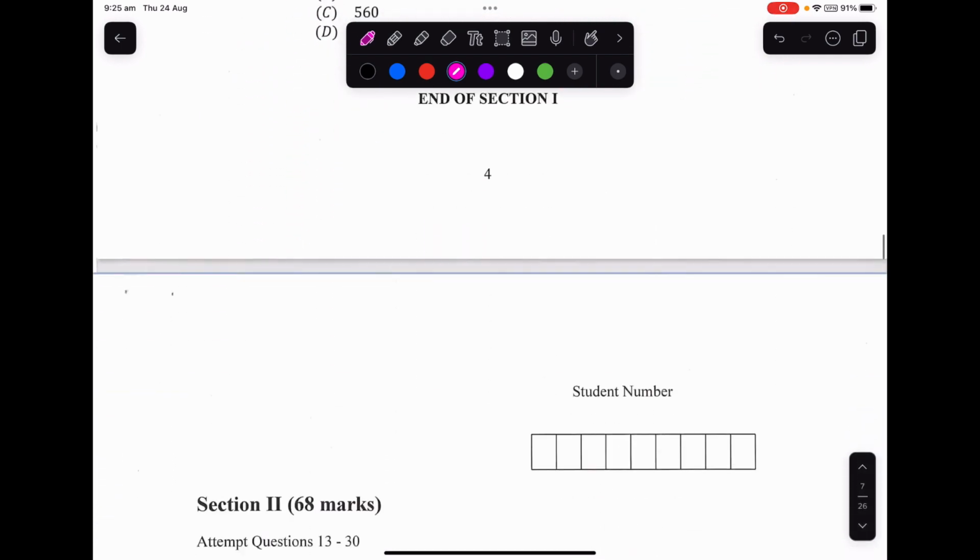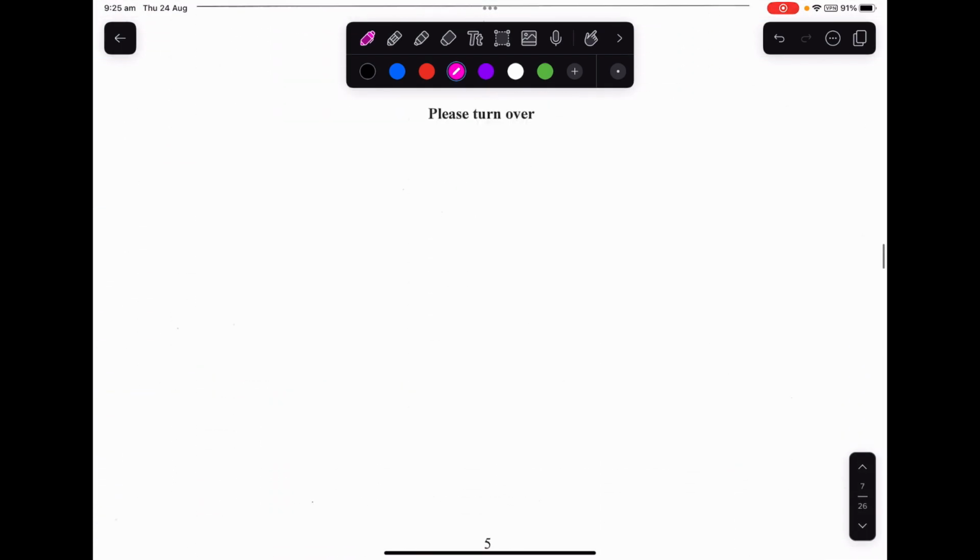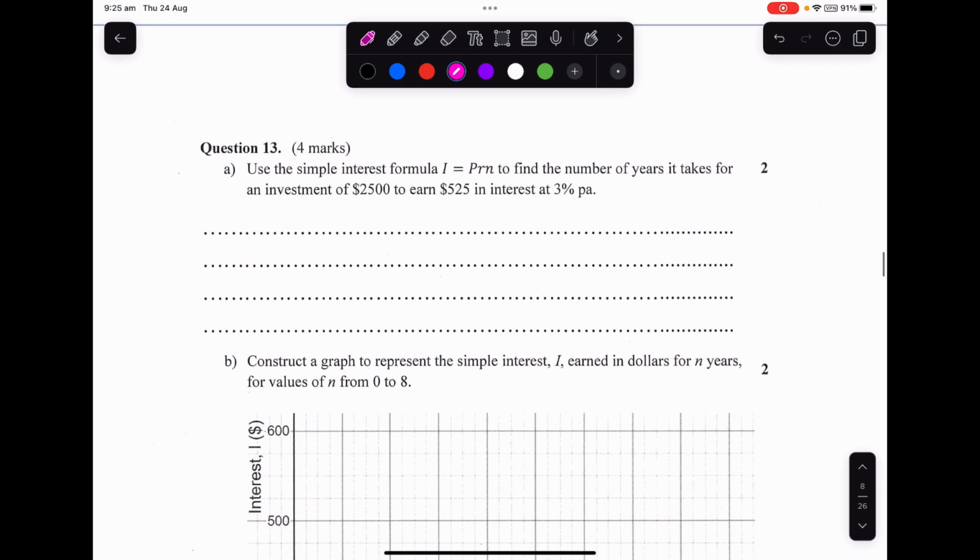Okay, so that's it for multiple choice. Let's go on to our short answer questions. Okay, use the simple interest formula I equals PRN to find the number of years it takes for an investment of $2,500 to earn $525 in interest at 3% per annum.